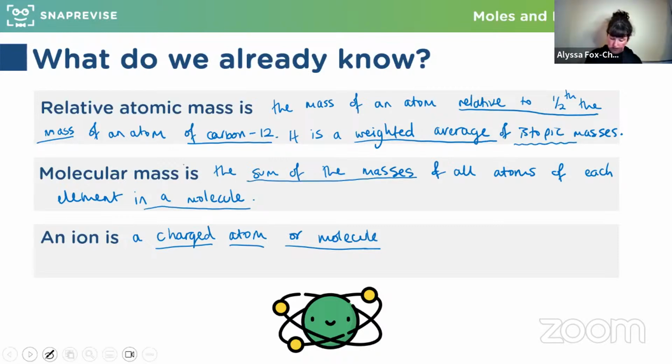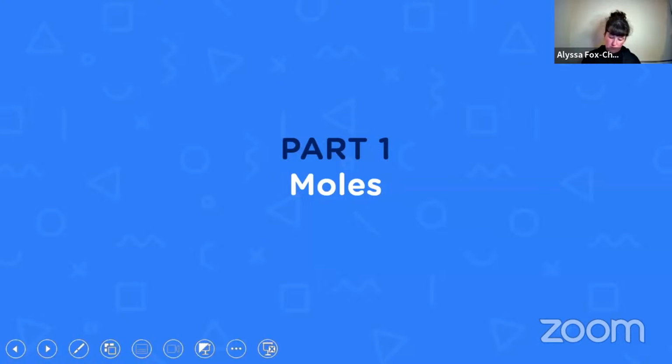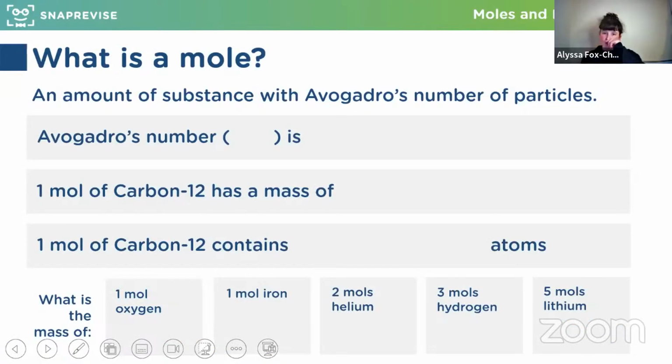I forgot to underline that one. Cool. Right. Let's have a think about moles then. Something we should all be comfortable with, but just in case we're not, we're going to do a quick revision and make sure that we know all the key bits. So what is a mole?